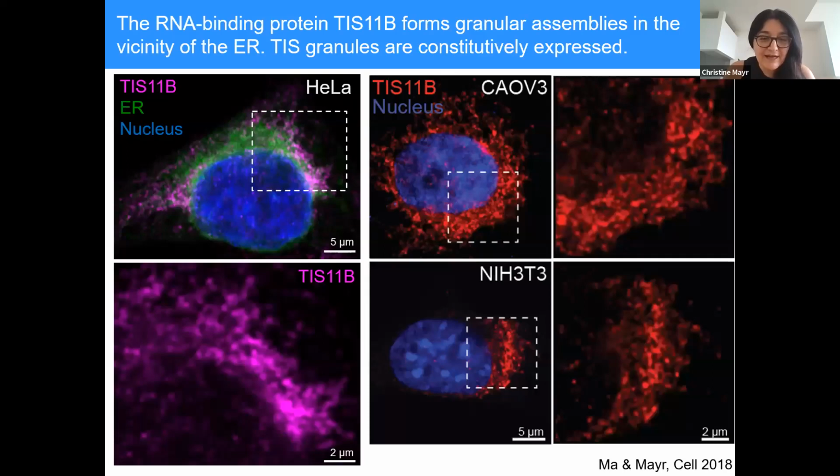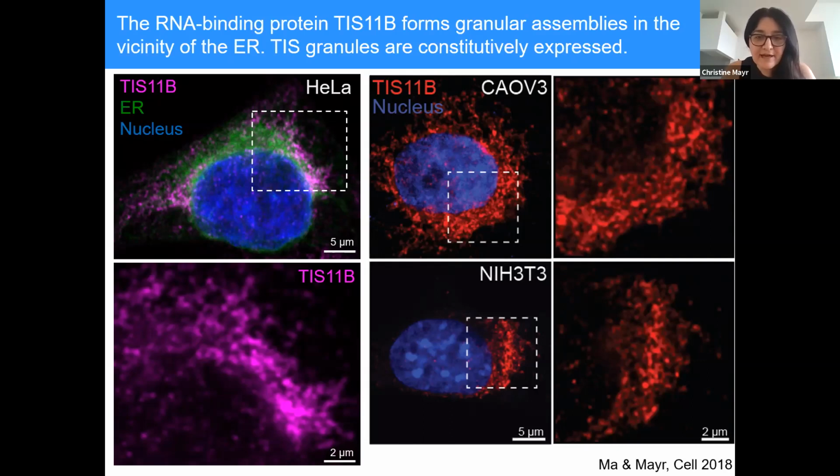We saw these granular assemblies in the vicinity of the ER. I'm showing you here in the first panel HeLa cells. Here is the nucleus in blue, in green is the ER, and in magenta is Tis11B. It forms this reticular network in the vicinity of the ER. And this is endogenous Tis11B protein.